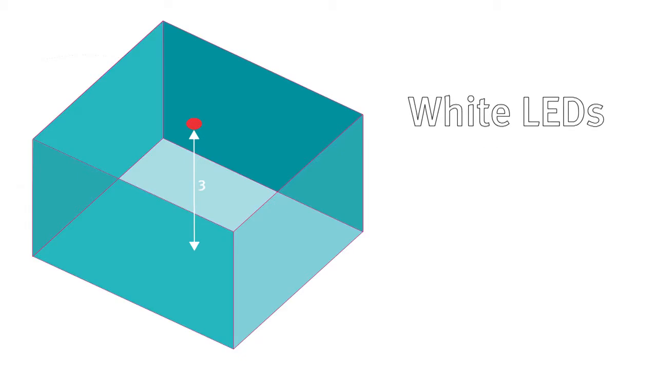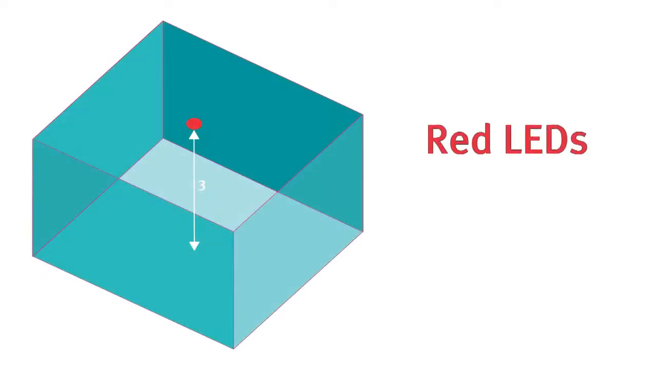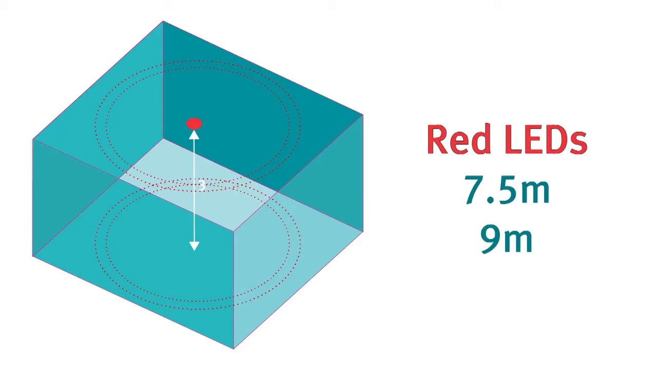For the ceiling beacons, these volume coverages are all based on a maximum ceiling height of 3 meters. So, subject to control panel compatibility, you can set the coverage of a white LED beacon to 5, 7.5 or 10 meters diameter. For red LED beacons, this coverage could be set to 7.5 or 9 meters diameter.